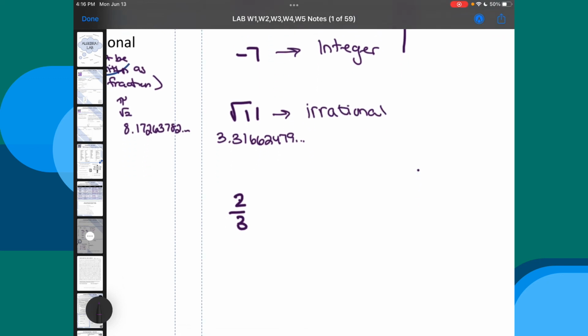And lastly, we have 2/3. It's obviously already written as a fraction, so that leads us into the rational category. So we need to know what it looks like as a decimal. 0.6666666 repeating. If you put it in your calculator, there is a 7 on the end, just because the calculator can't go on forever. So we would say that this is also a rational number.